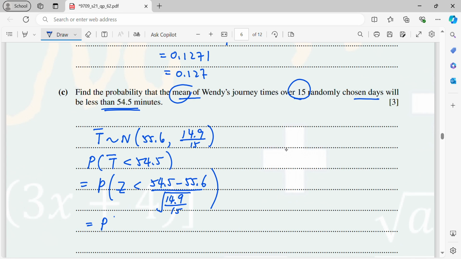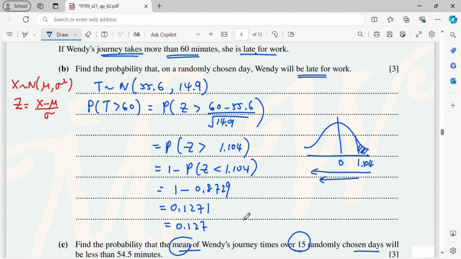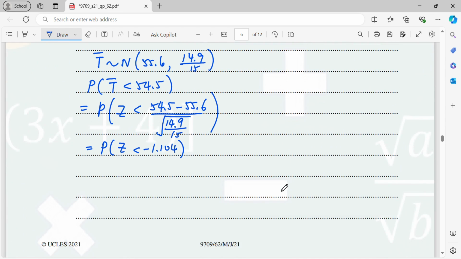And this is going to be P(Z < negative 1.104). Okay, I go back to the previous question. I think I wrote wrongly. This is not 1.104, it is 1.140. Okay, so mistake. I overlooked the value. Alright. And now this is 1.140. So this is a negative value.